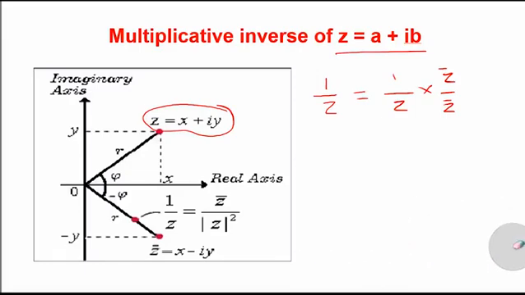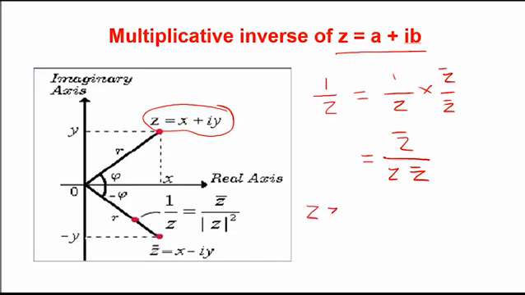That means here 1 upon Z is equal to 1 by Z, multiplying the numerator and denominator by the conjugate of the complex number Z, which gives numerator Z bar. You multiply numerator 1 into Z bar, divided by Z into Z bar. So what is Z into Z bar?